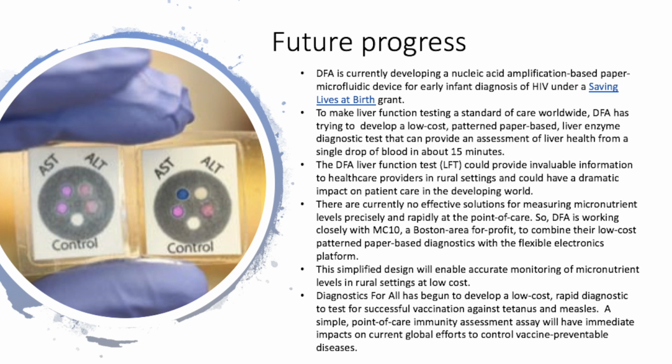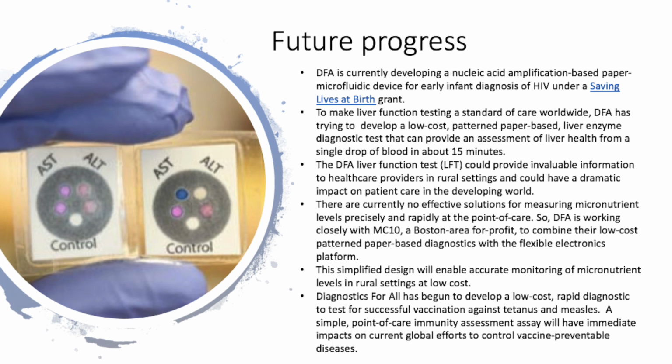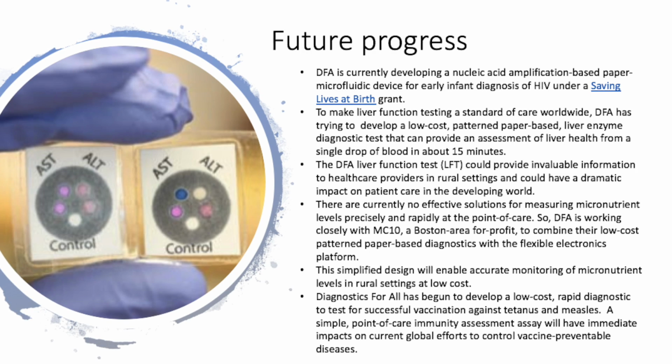So, future progress. Right now they can test for Ebola, Zika, those kinds of diseases, but they also are trying to develop a nucleic acid amplification based paper microfluidic device for infant diagnosis of HIV. And they got a grant from Saving Lives at Birth to do that.